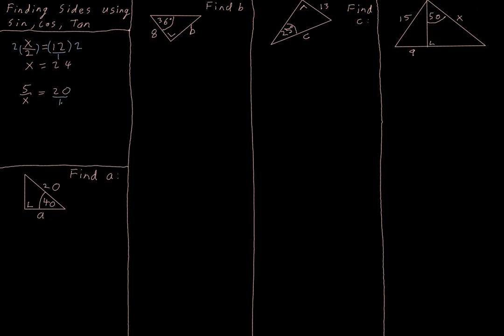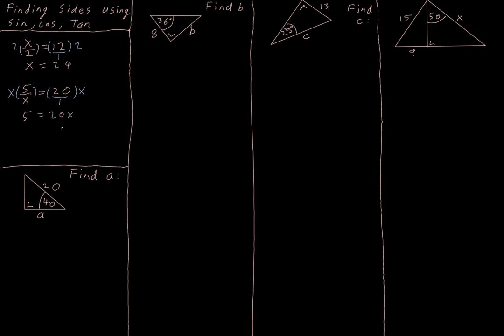I look for the lowest common denominator, which is going to be x. So x and 1, x is going to be the lowest common denominator. So I multiply both sides by my lowest common denominator. And I have x divided by x is 1. So I am left with 1 times 5 is 5. And I have 20 multiplied by x is 20x.